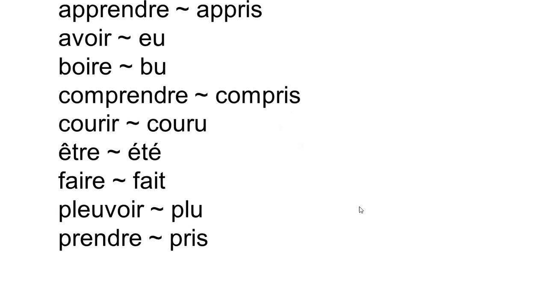This is a list of just some other irregulars to give you more examples of some that you will have to learn. So apprendre, appris, avoir, eu, boire, bu, comprendre, compris, courir, couru, être, été, faire, fait, pleuvoir, to rain, plu, and then prendre, pris.